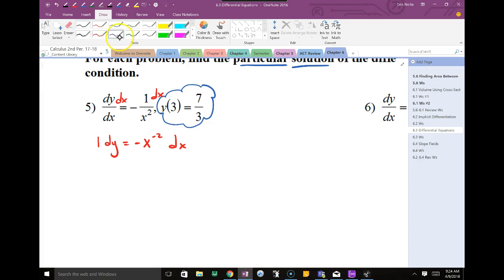Everybody good? Okay, now what do I do? Anti-differentiate. Okay, so I integrate. So the integral of 1 is y. And what is the integral of x to the negative 2?